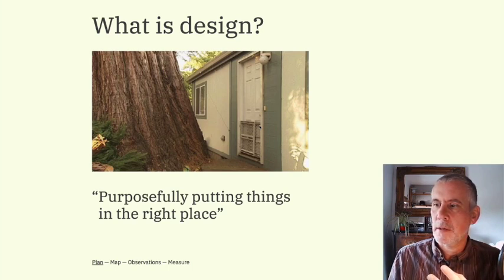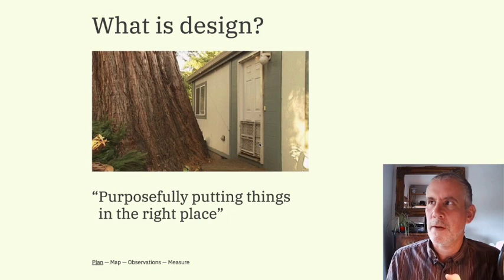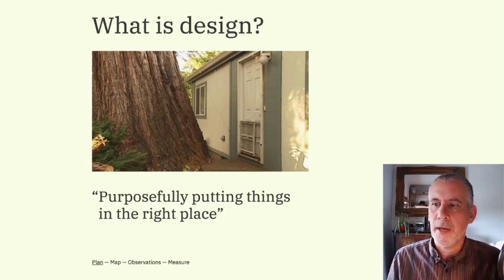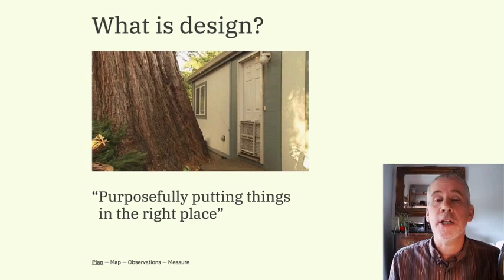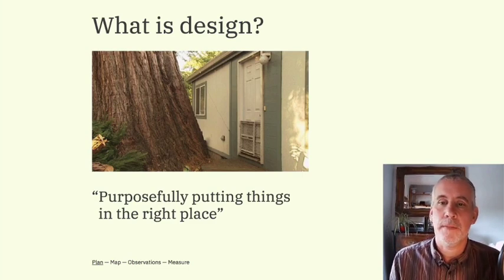Observations. Oh, I've got it the wrong way around. Okay, cool. I have put it the wrong way round. This should be the sections, excuse me. The sections really ought to be plan, observations, map, measure.